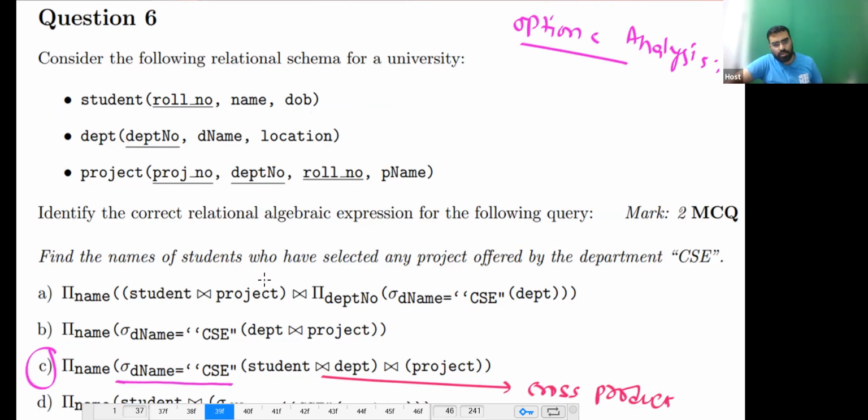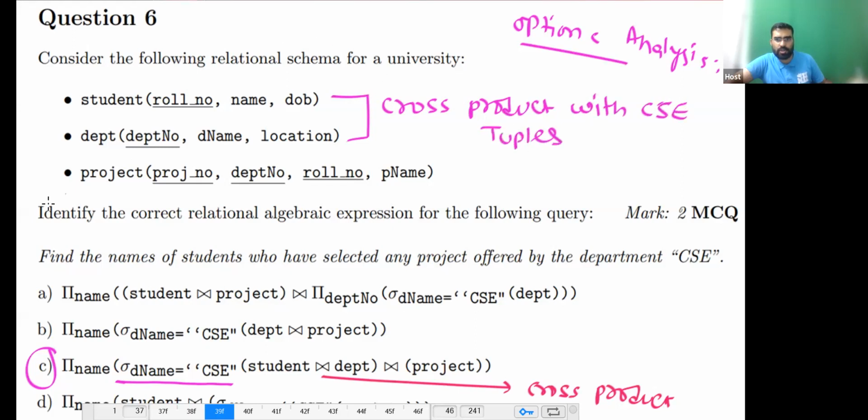In the cross product, you have selected CSE. You can do this before also, correct? Like directly on the department you can do this selection. So ultimately you have the CSE tuples, and you have the cross product with the CSE tuples. What else? After that, what are you doing?